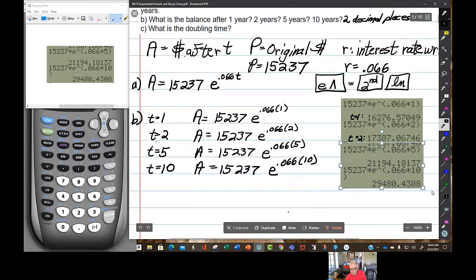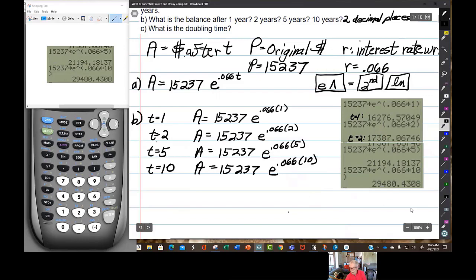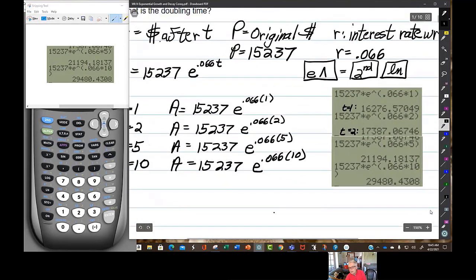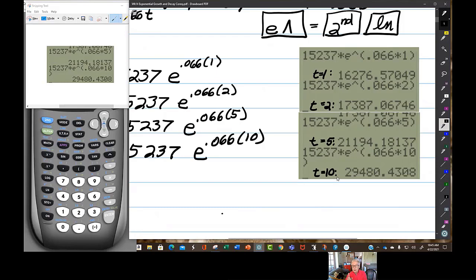So let us copy this as well. Line them up a little bit. There we go, flatten. Now this is how much you get, let's make this bigger, for t equals 5. And t equals 10. Let me put my colons. And now we have to round to two decimal places, right?